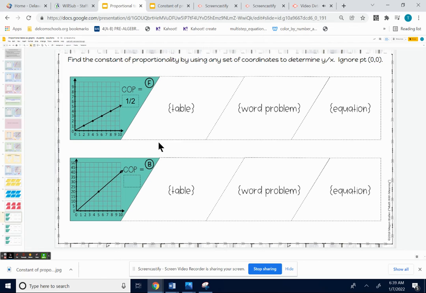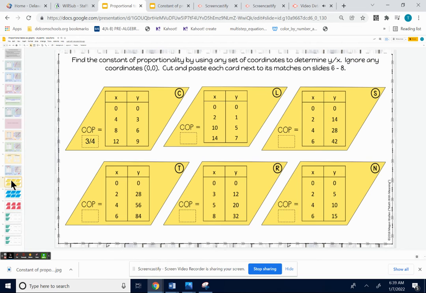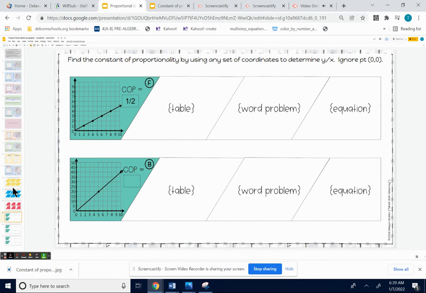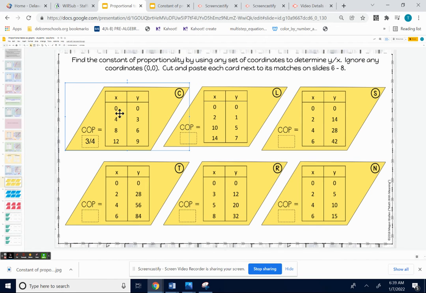Hopefully this is making sense. I wish I was there to make sure you guys were understanding what I'm telling you. But once you do all of your COPs, then you're going to match them up. You can click on these and drag.